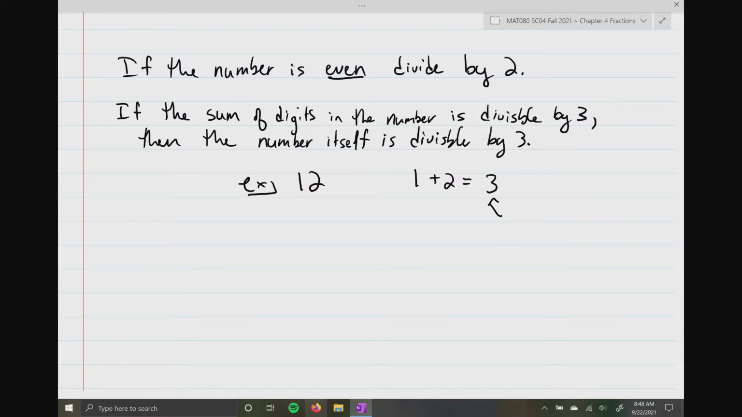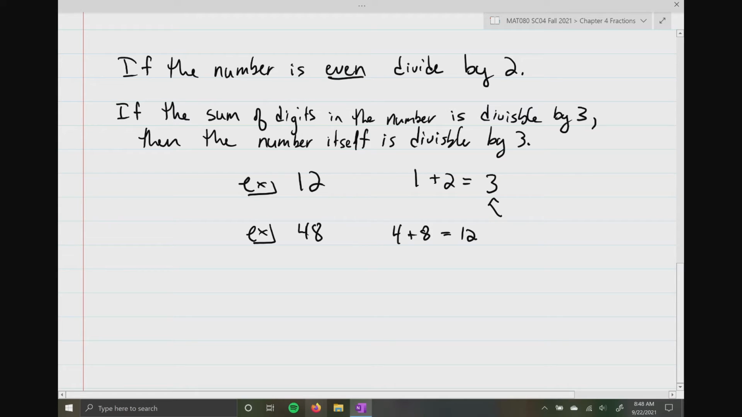Another example would be 48. If you look at 48, 4 plus 8 is 12, and 12 is divisible by 3, therefore 48 is also divisible by 3. Does that make sense? So that's how we check to see if a number works with 3.